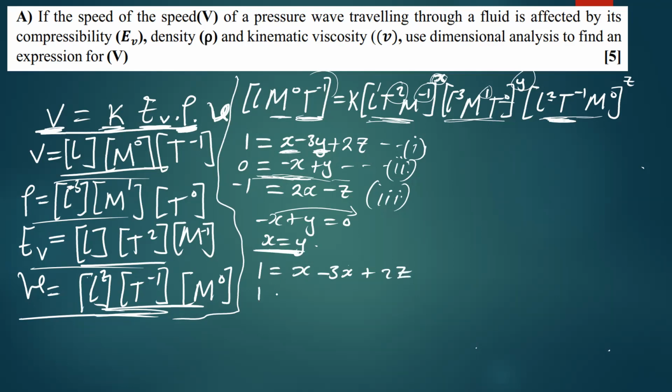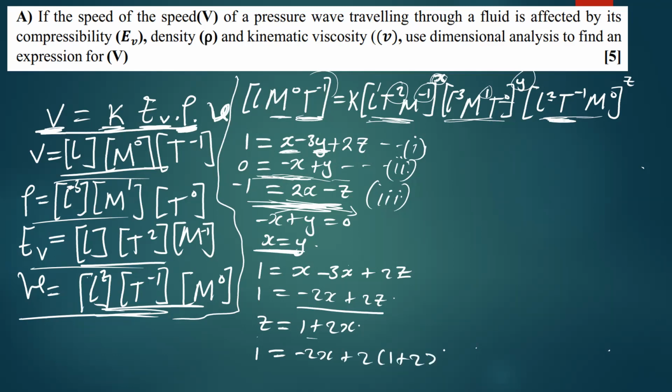So when we add this, we're going to have negative 2x plus 2z. And then we solve it simultaneously with the third equation there. So we can make z the subject of the formula in this equation, and z is simply just going to be equal to 1 plus 2x. Yeah, so while there is z in this equation, I'll put 1 plus 2x. So I'm going to have 1 is equal to negative 2x plus 2, 1 plus 2x.